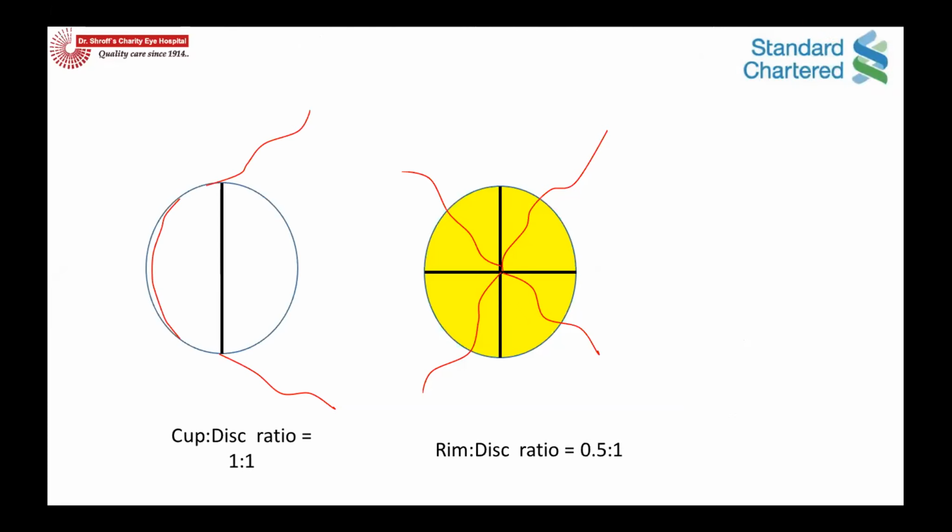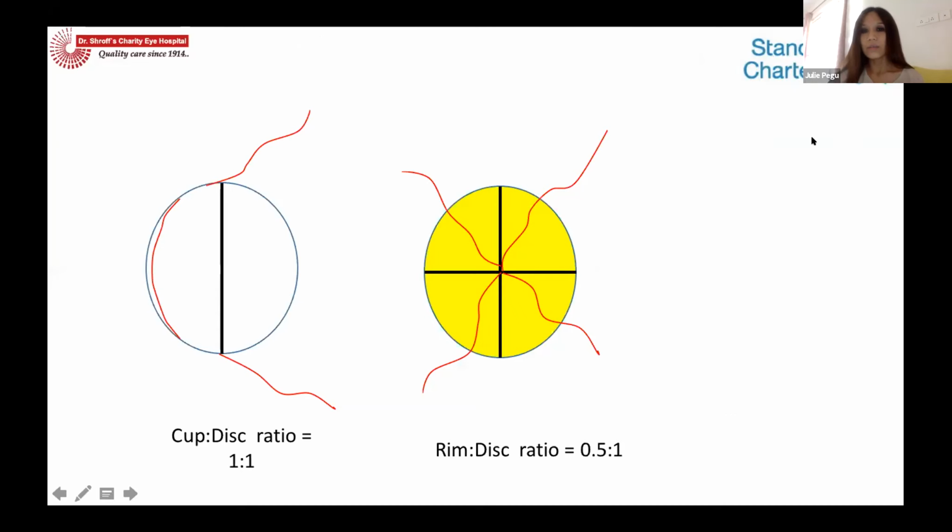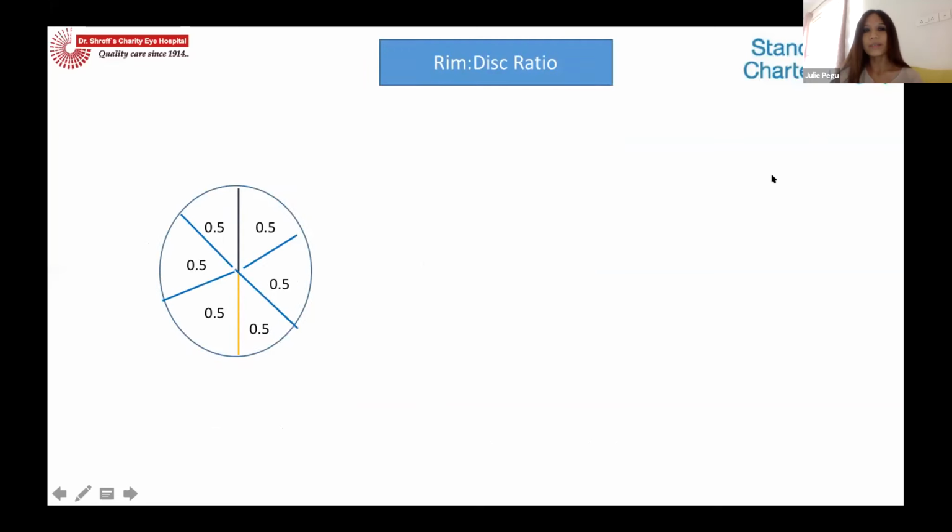Cup-disc ratio is something that is universal. Everyone does it, and the maximum cup-disc ratio can be 1:1. What I like to do is the rim disc ratio. It is actually the rim which is important and gets affected in glaucoma. And so in any quadrant, the maximum rim which is present is 0.5.